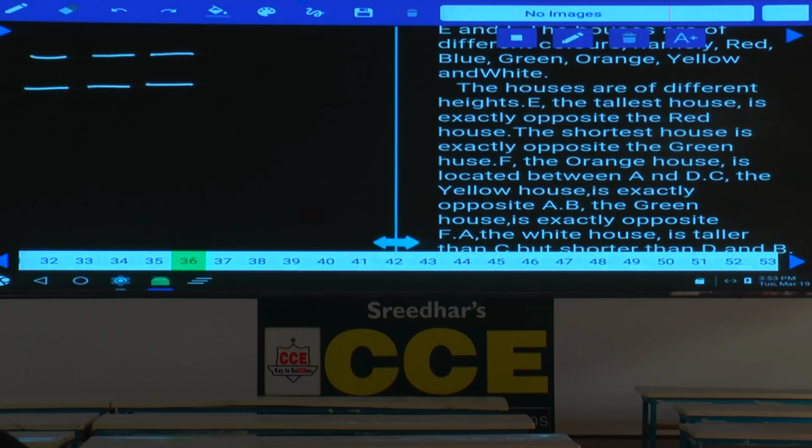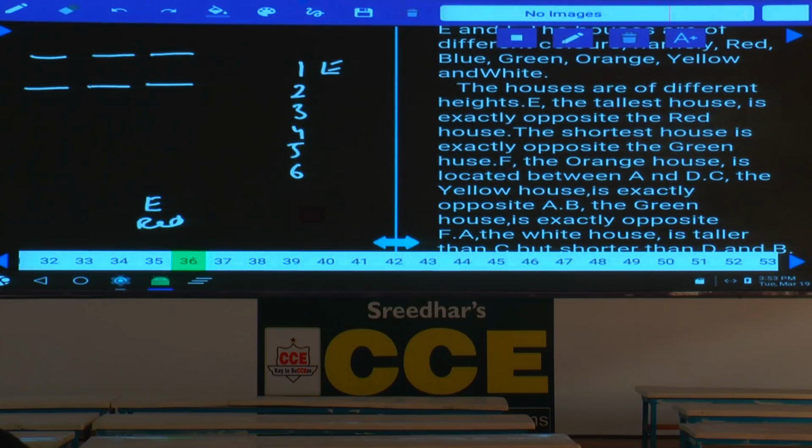E the tallest house. Now E the tallest house means if you write this one 1, 2, 3, 4, 5, 6, and where should this E? E must be at this place. E the tallest house, and E is exactly opposite to the red house. Hence E is exactly opposite to red house. You can take E facing south or facing north, because which houses are facing south and which are facing north is not given. Hence you can fix at any order. Then E and red are opposite to each other. Then E is what? E1. E1 means the tallest one.